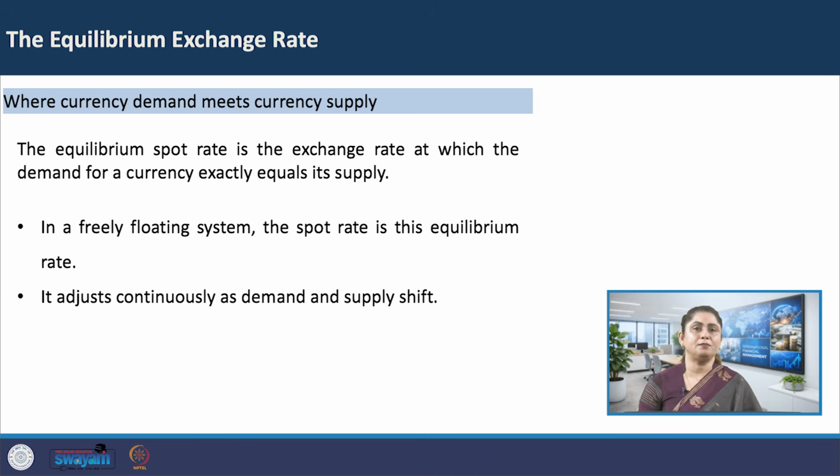The equilibrium exchange rate is the rate at which the demand for a currency exactly equals its supply. In a free floating exchange rate system, where there is no intervention by the government to fix or maintain the exchange rate, the spot rate at any moment is the equilibrium rate, constantly adjusting as demand and supply shift.